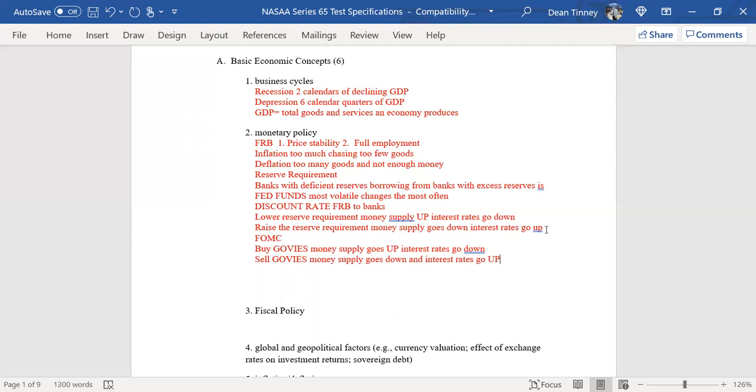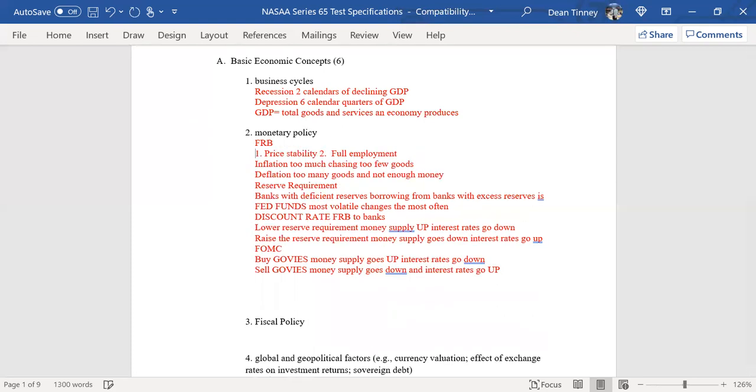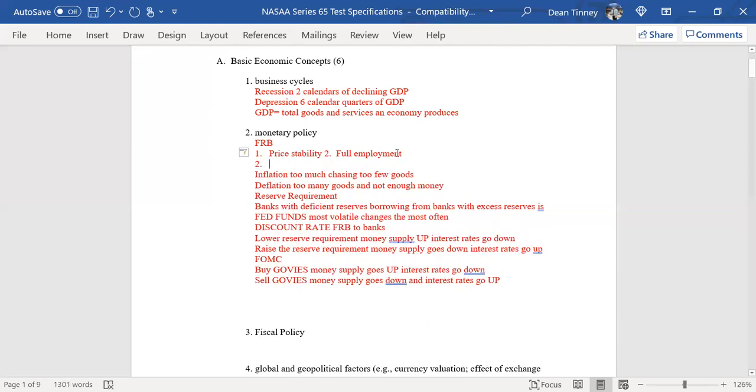So that's monetary policy. Let's just review real quick. Who's in charge of monetary policy? The Federal Reserve Board. We said they've got two mandates, price stability and full employment. We said price stability or price equilibrium means they don't want to have too much money floating around or too little money floating around. They want just the right amount. And then we talked about tools of the Fed. We said right now the Fed is fighting not inflation, but for full employment.